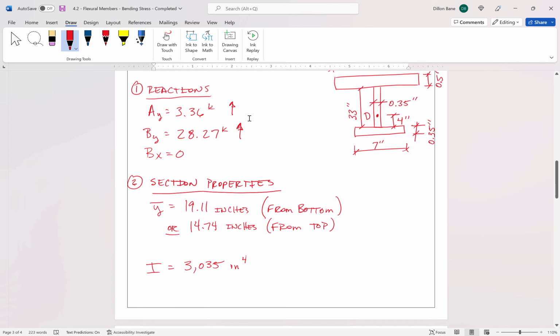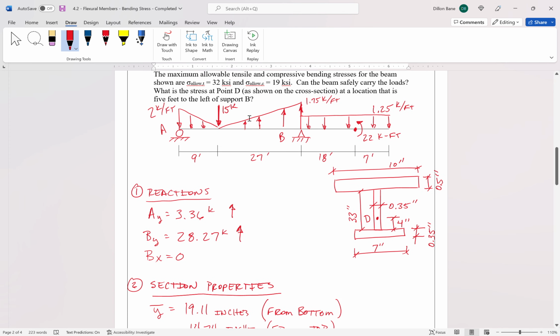All right. We also have the profile of this beam. It is a non-symmetric I-shaped beam. So the top flange of the beam is 10 inches by ½ inches. The bottom flange is 7 inches by 0.35 inches. And then we've got a 33 by 0.35 inch web for this I-beam.